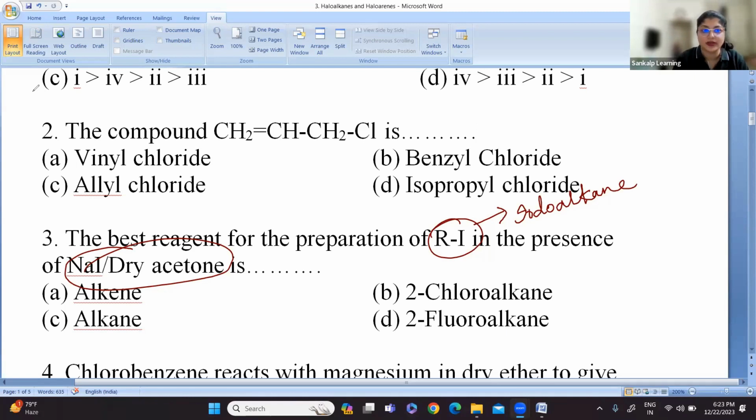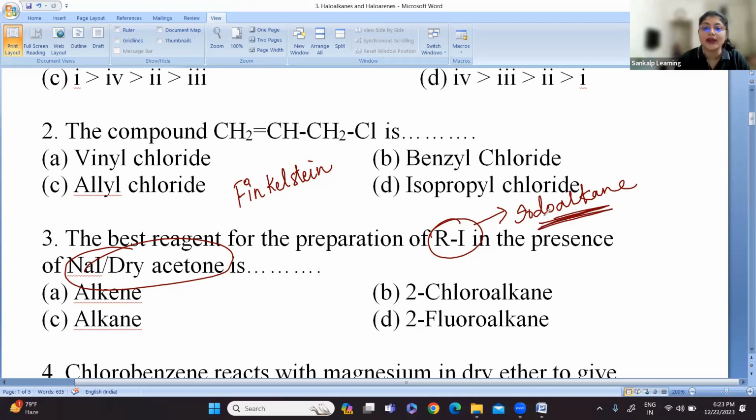Please mark this as very important. Finkelstein reaction. So this can be a question for 2 marks: Explain Finkelstein reaction with an example. Please note it down. So what is Finkelstein reaction? Alkyl chlorides or bromides, when you react them with sodium iodide in the presence of dry acetone, you get alkyl iodides.